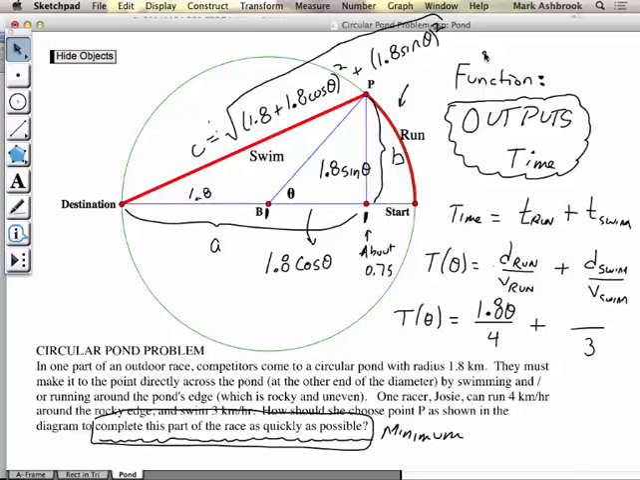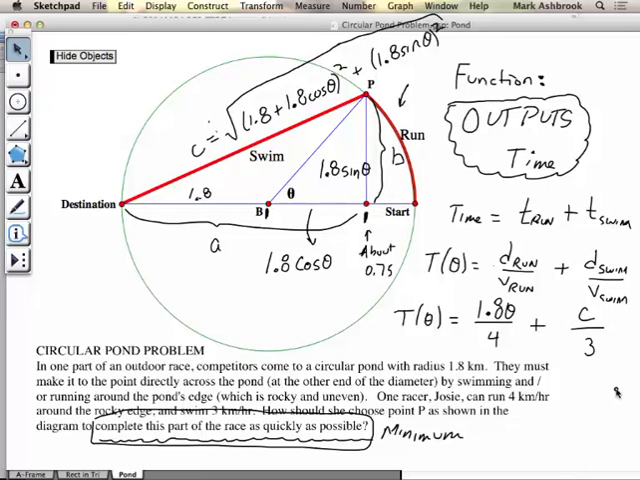So A squared, so A is that 1.8 over here, plus the 1.8 cosine theta, and this is 1.8 sine theta. So we've got A squared plus B squared equals C squared, and so C is the square root of the sum of the squares of A and B. A is 1.8 plus 1.8 cosine theta, quantity squared, plus B is 1.8 sine theta, quantity squared. So this C right here is what goes here, the distance of the swim.